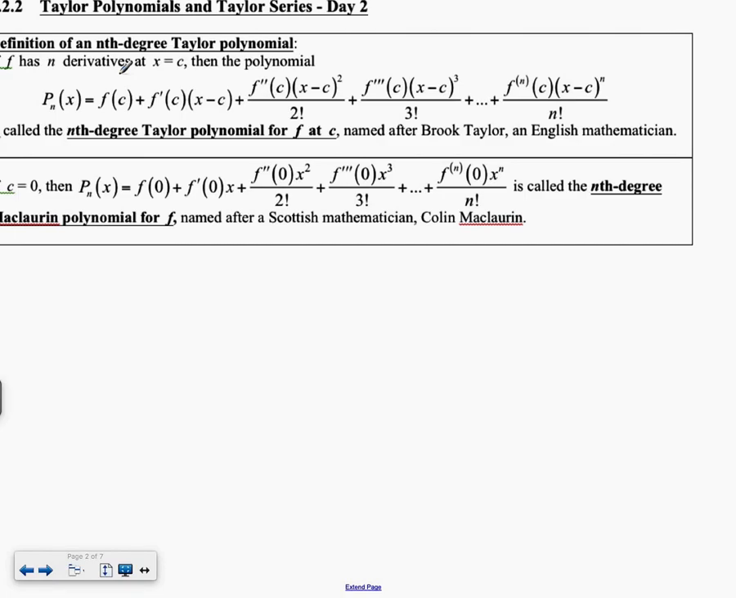It's f of C plus f prime of C times x minus C over 1 factorial plus the double prime over 2 factorial, all this, okay? So I can do as many terms as I want. If I'm approximating near 0, it's called a Maclaurin polynomial rather than Taylor, okay? So we're just using the definition right now.